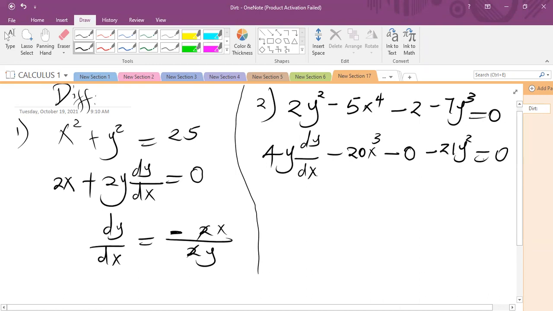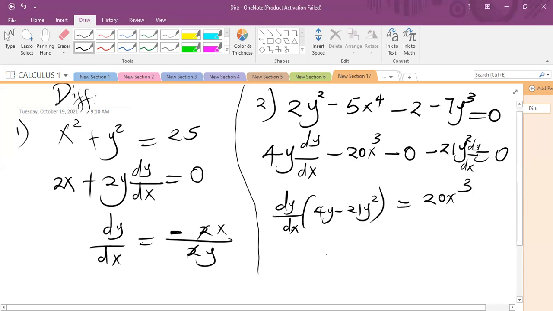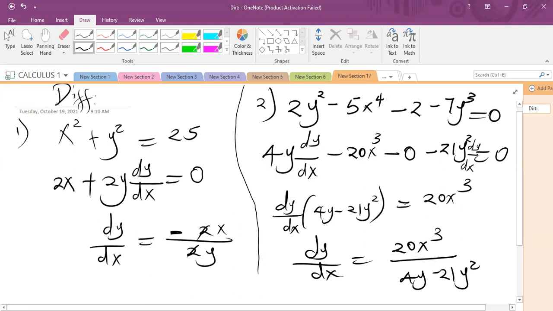The derivative of 0 is 0. So you can make dy dx the subject, and sorry, there's dy dx here because this was y, dy dx. So put the terms with dy dx together. So we have 4y minus 21y squared is equal to, take the other terms to the other side. So I have 20x cubed. Make dy dx the subject of the formula, and this gives 20x cubed, all this divided by 4y minus 21y squared. And that is the answer. So that's how you go about differentiating these functions, guys. I hope that's clear. Where you see the y, don't forget that you're differentiating and there's the dy dx.